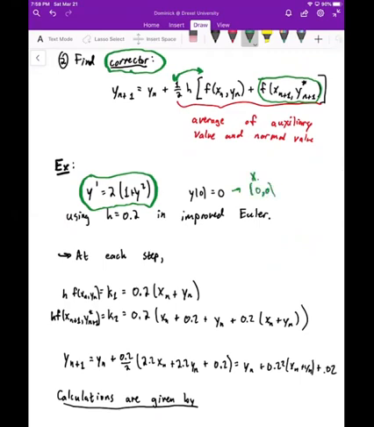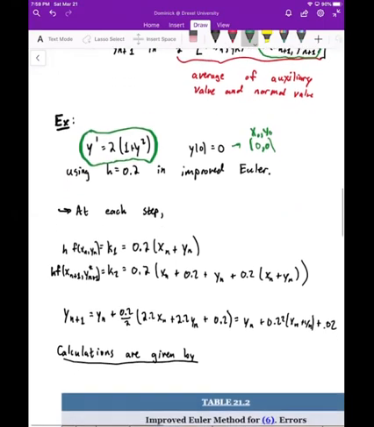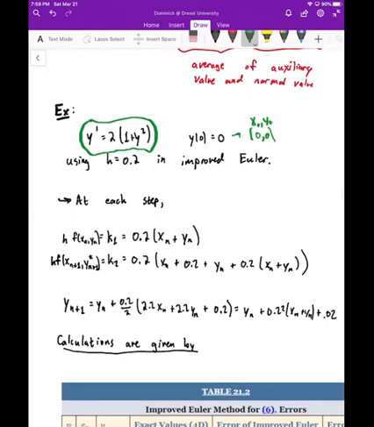Right? So this is like x0, y0. All right, and we're going to take our step size to be 0.2, and we're going to do improved Euler. All right, so at each step, we need to find a couple of things here, right? So we need our h times f of xn, yn, which I'm going to call k1, right? And that's found by taking 0.2 and then summing xn plus yn, right?